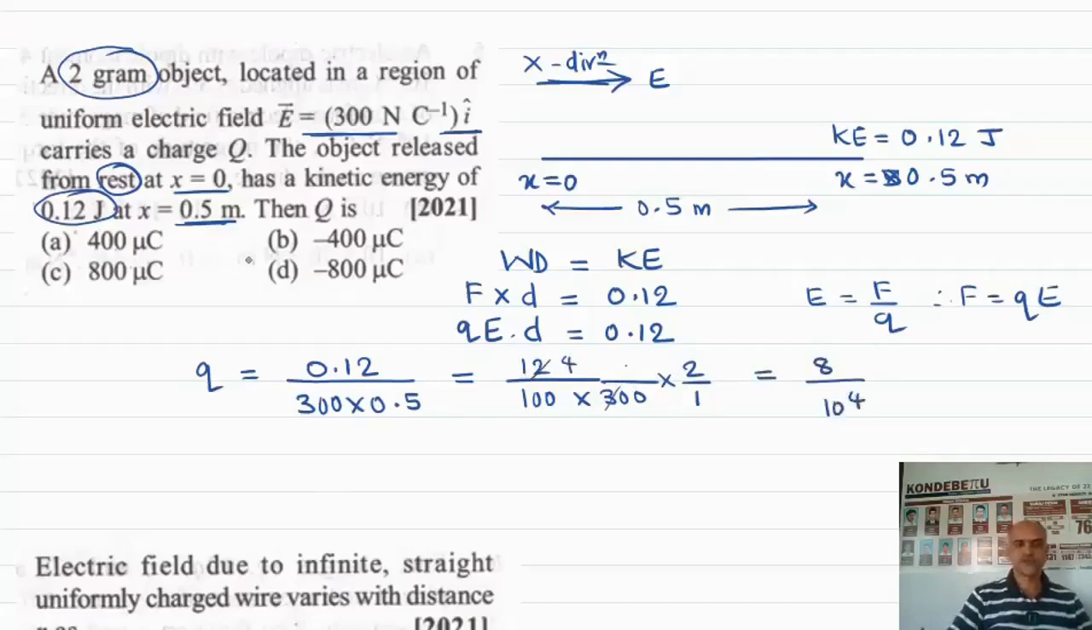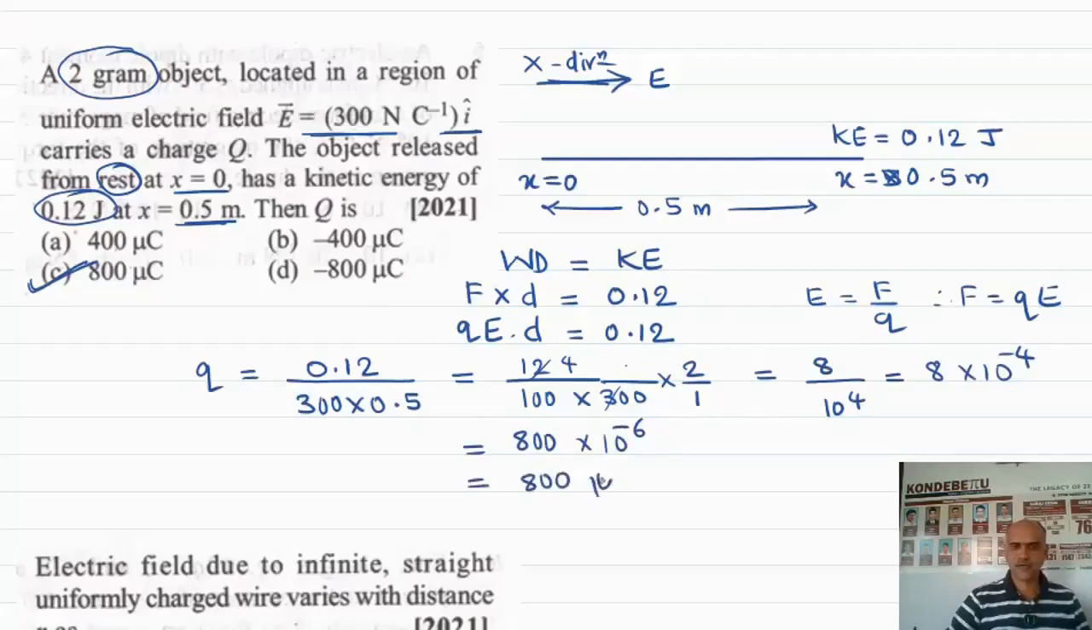So look at the options now, you can tick. It has not come negative, it has come positive, and 8 means C is the answer. If you simplify, this is nothing but 8 into 10 raised to minus 4. If you take it as 800, this becomes 10 raised to minus 6. That is 800 micro coulomb. That is option C.